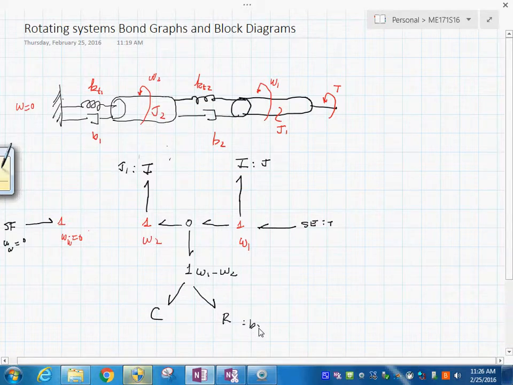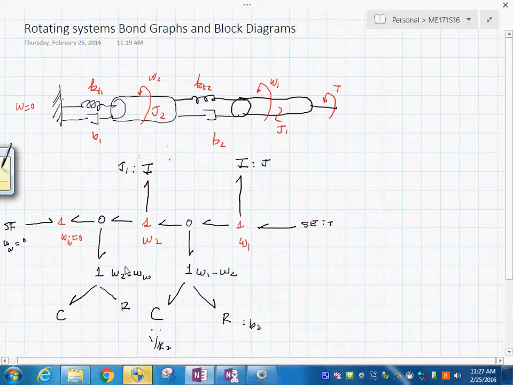We do the same thing on the other side. This is why I wanted to have that reference, the wall, because it makes it easier. This is omega 2 minus omega of the wall, and in between these two we also have the C and the R element. This is my bond graph model. If I were to do a simulation, I would just put this into CAMG, and CAMG will assign all the causal marks and everything would be fine. But because I want to do the block diagram, I need to do that myself.